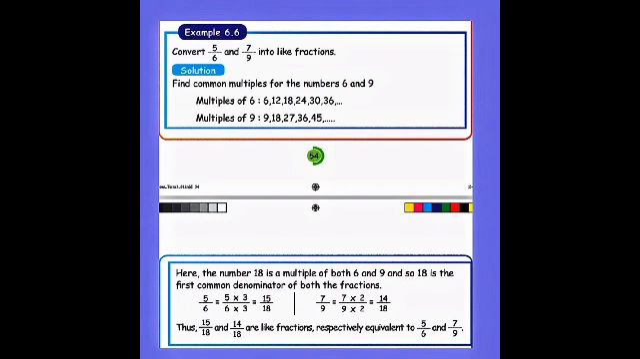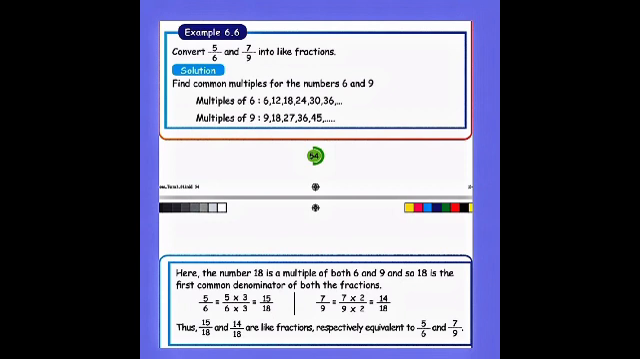The same way 7 by 9 is equivalent to box by 18. Which number multiplied with 9 gives 18? You should multiply with 2, so 9 2s are 18. The number 2 should multiply with the numerator too, 7 into 2. 7 2s are 14. So 15 by 18 and 14 by 18 are like fractions. We get the like fractions respectively equivalent to 5 by 6 and 7 by 9.